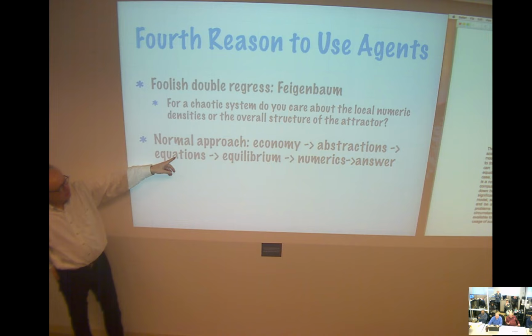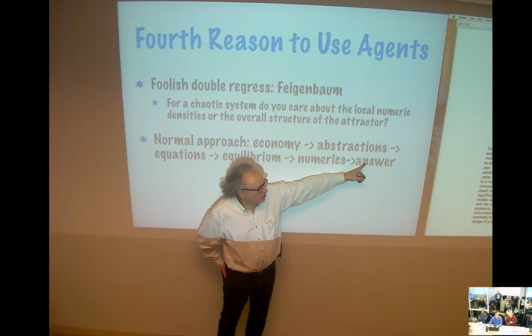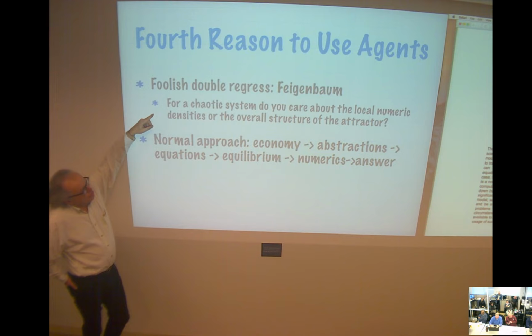And from the equations, you solve for equilibrium. Now, that may not be policy relevant because it's just symbols, so now you have to plug in some numbers, you get the numerics, and then you finally say, okay, let's raise interest rates by a quarter of a point. In Washington, that's what the Fed might do. Now, Feigenbaum thought this process of exhausting your machines to compute local densities was a foolish double regress. This is his terminology.